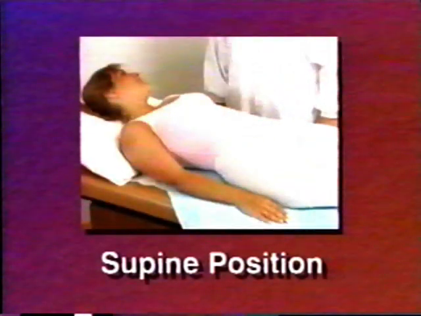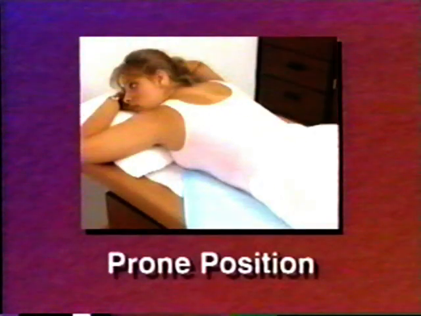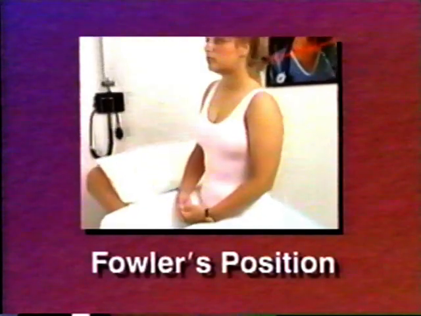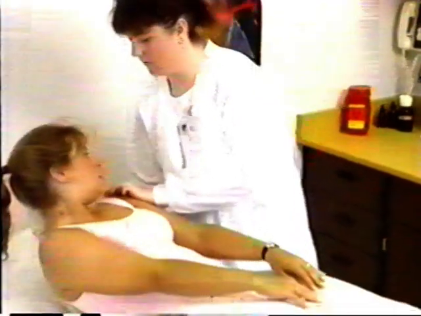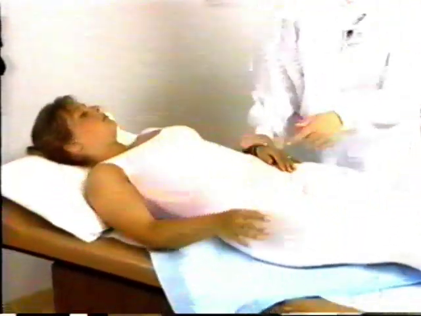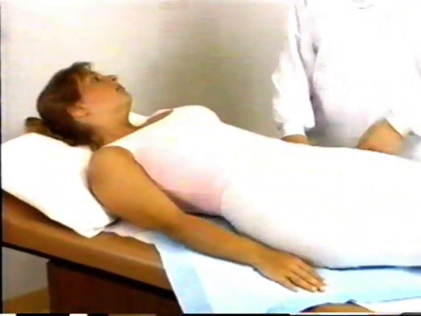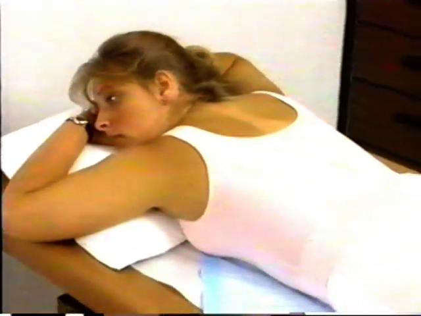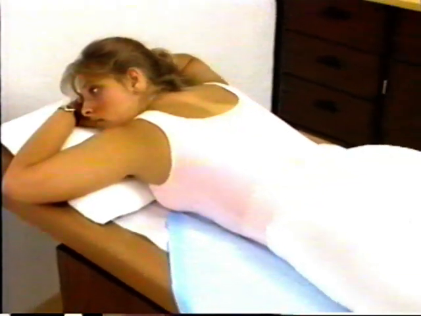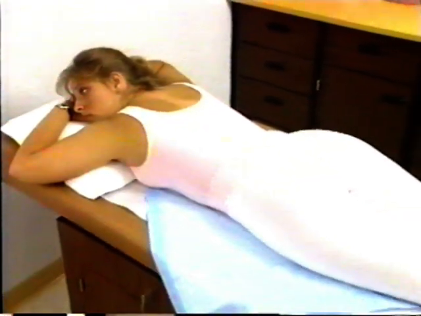Other positions used during a physical exam include the supine position, prone position, and Fowler's position. In the supine position, the patient lies flat on her back with arms placed at the sides and the head slightly elevated on a small pillow. In the prone position, the patient lies flat on the abdomen, arms flexed under the head, and head turned to one side. In the Fowler's position, the patient sits up at the side of the examining table.